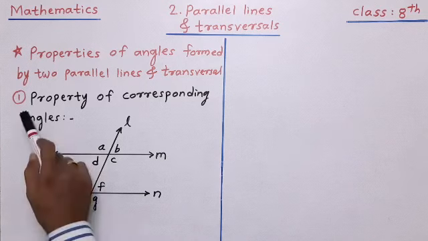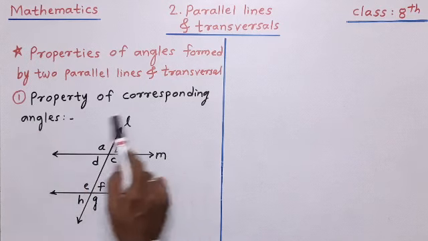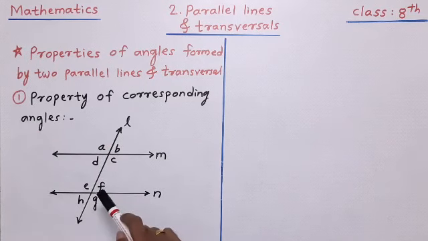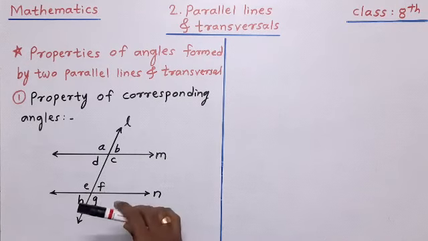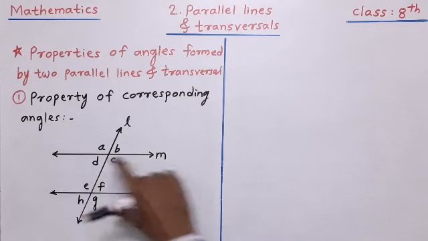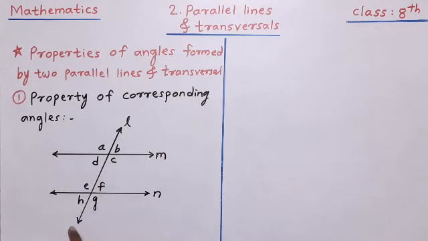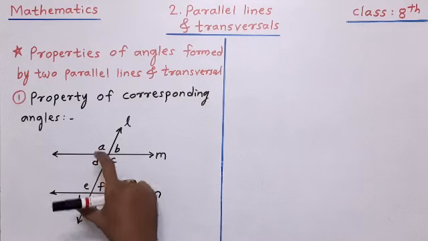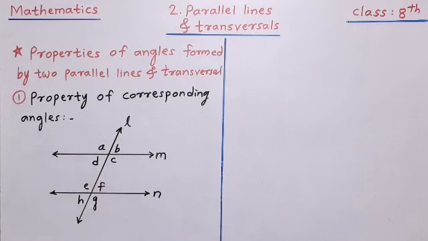The first property is the property of corresponding angles. What is the statement of this property? Each pair of corresponding angles formed by two parallel lines and their transversal is of congruent angles.